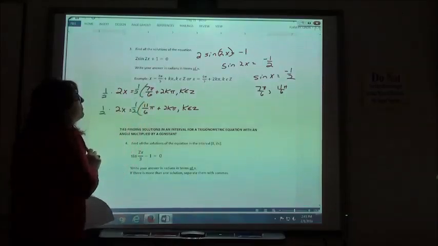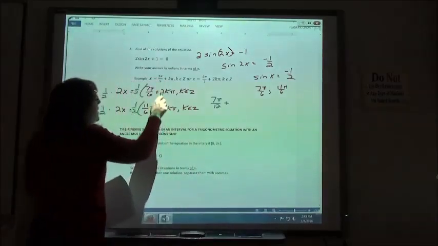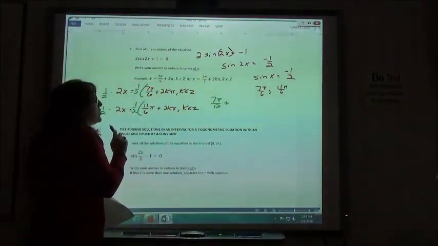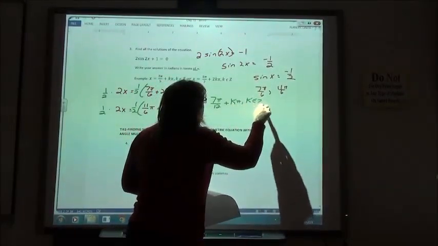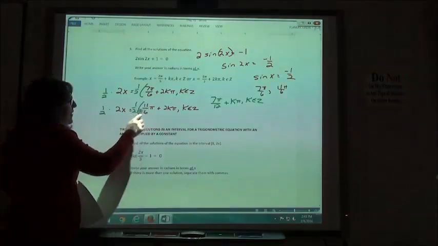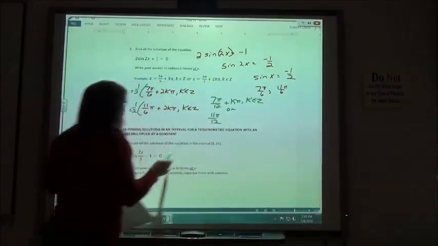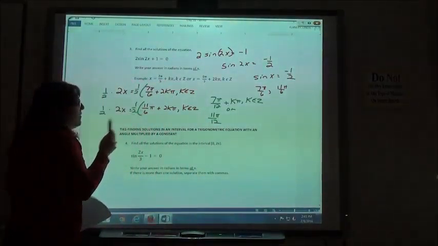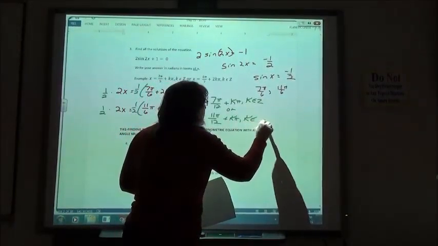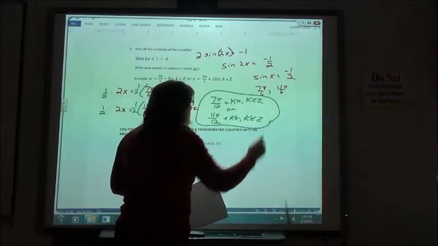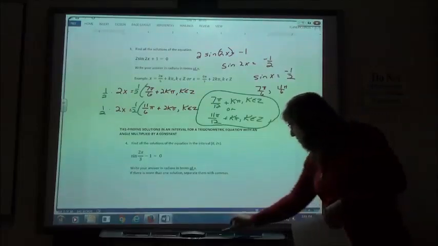So in this case, I would have 7 pi over 12 plus here 2 times 1/2 is going to make that just 1k pi or just k pi, with k being an element of z. Here I would get 11 pi over 12. Again, when I take the 2 times the 1/2, it just gives me 1. So I just have k pi with k being an element of z. So 7 pi over 12 or 11 pi over 12 plus k pi with k being an element of z.